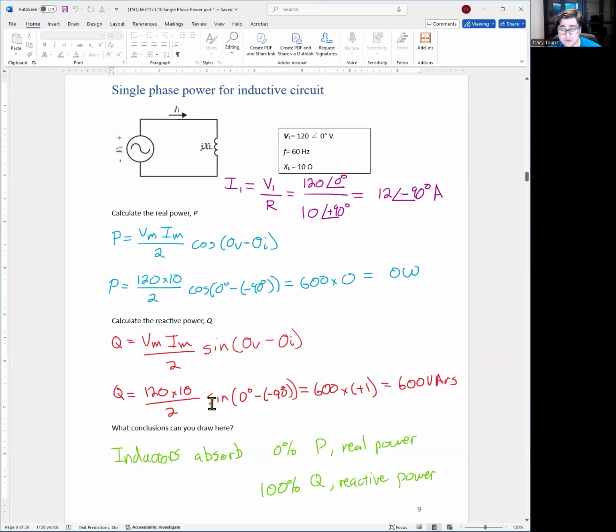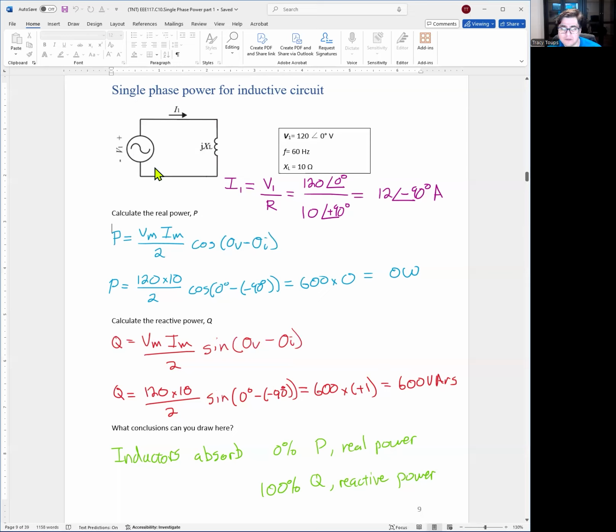Now, you do have to keep track of the negative or positive here, because sine has different values depending on positive and negative inside the phase angle. Cosine does not. So sine of positive 90 degrees is a positive 1. So here we're going to get 600 VARs. What this tells me is this inductor is releasing or taking up 600 VARs of power. And this is the energy going to the inductor and releasing it back, going back and forth.